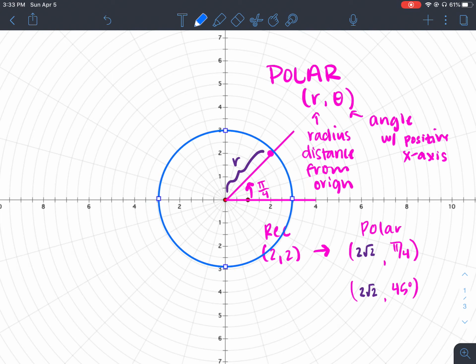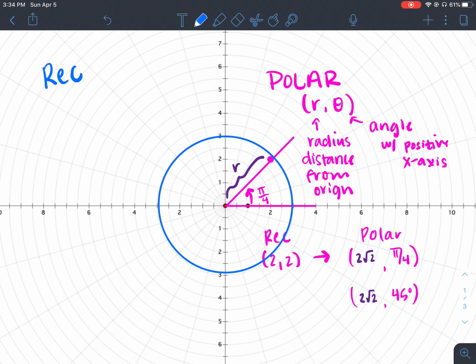So I've got a circle whose radius is 3. In rectangular coordinates, we would have x squared plus y squared equals 9. Not a terrible equation. But in our polar coordinates, we would just have r equals 3. I want every single point that's 3 away from the origin. And that would give me my circle with a radius of 3.